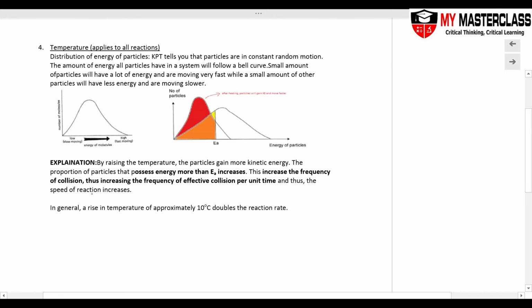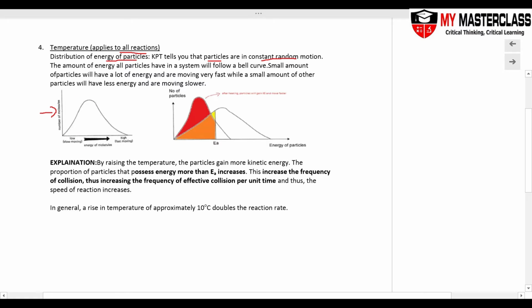The next factor that we are going to look at is temperature, and temperature applies to all reactions. This is about the distribution of energy of particles. Kinetic particle theory tells us all these particles are in constant random motion: solid, liquid, gas. The amount of energy all particles have in the system will follow a bell curve, which we also call a normal curve.